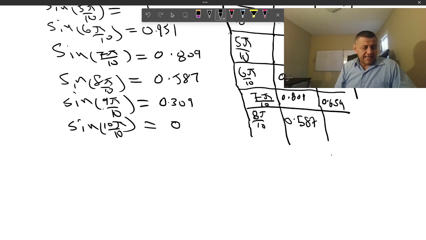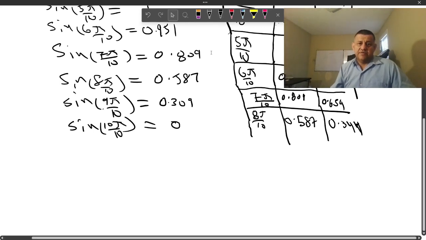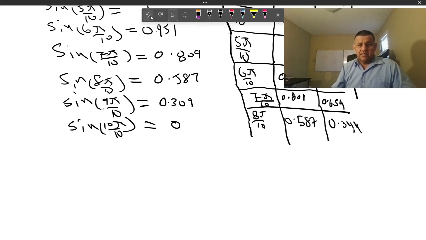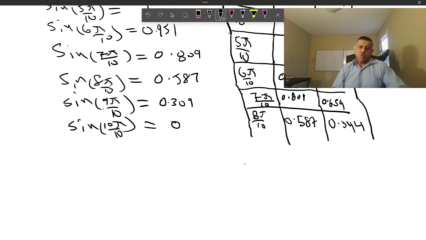So in this case, square that, 0.587, and then we square that and we get 0.34 again. We get 0.344 again. All right, so now that's the start. Right. All right. So now we do next.